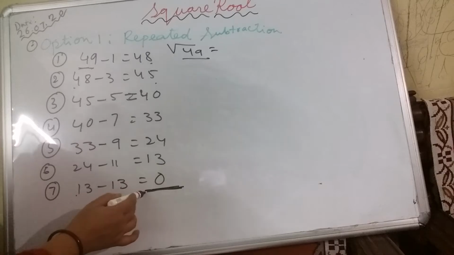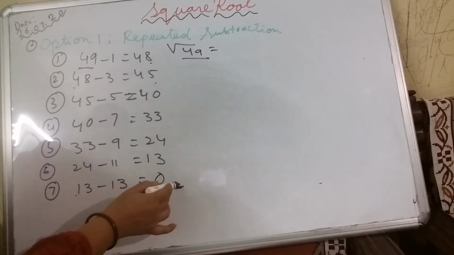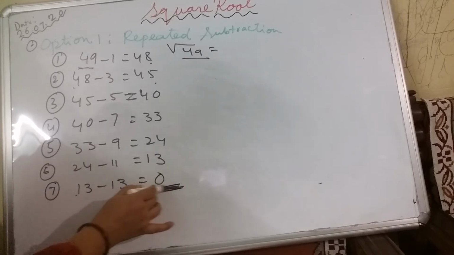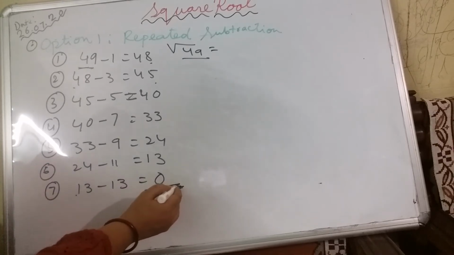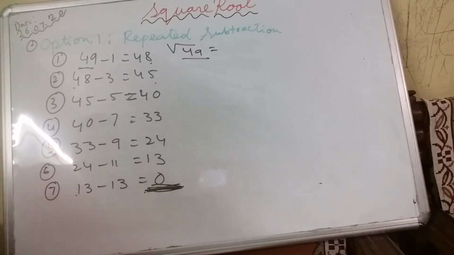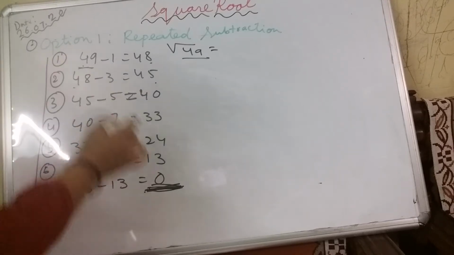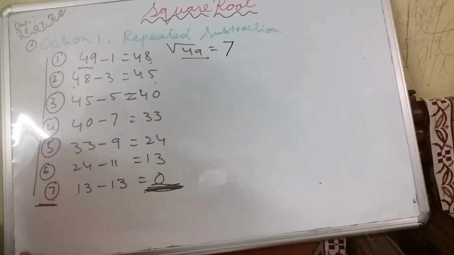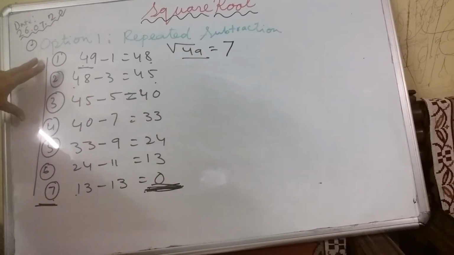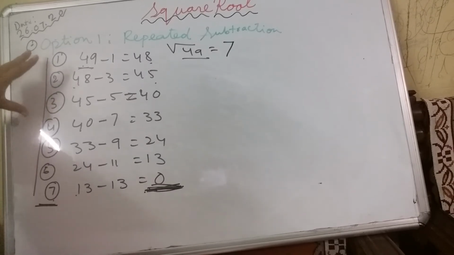If and only if it is a perfect square number, then we can reach 0. You remember that. If it is not a perfect square number, we will not be able to reach 0. Okay. In how many steps have I reached here? In 7 steps I have reached from 49 to 0. So the square root of 49 will be 7. Okay. And this way we can find the square root of a number.